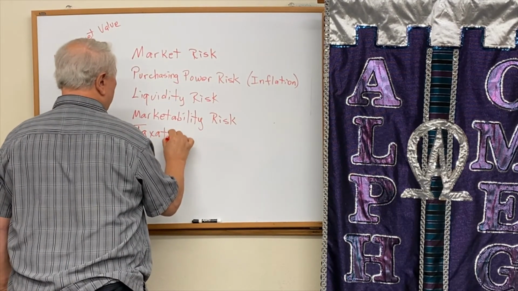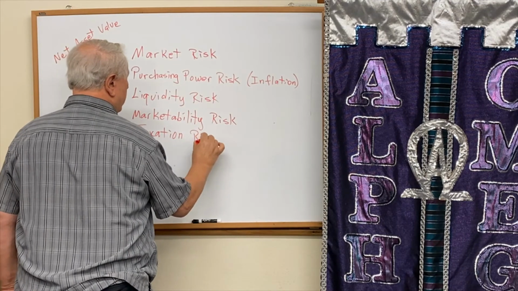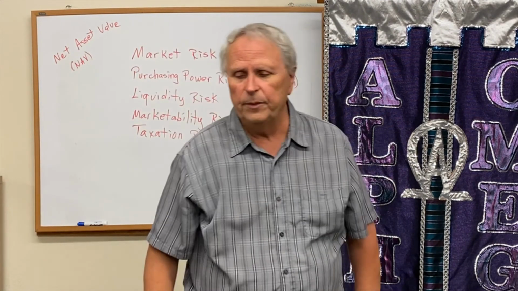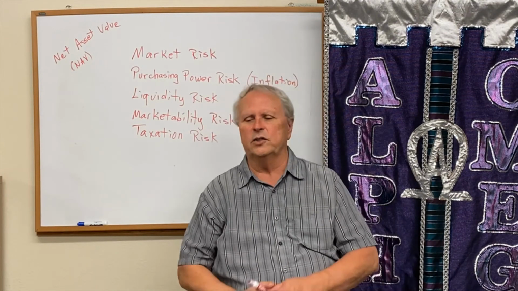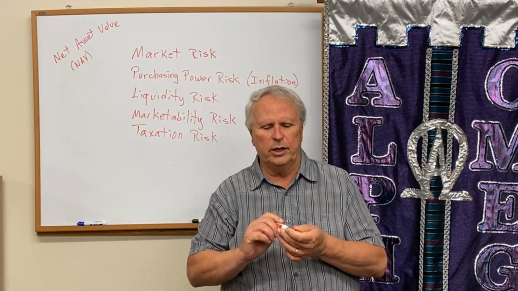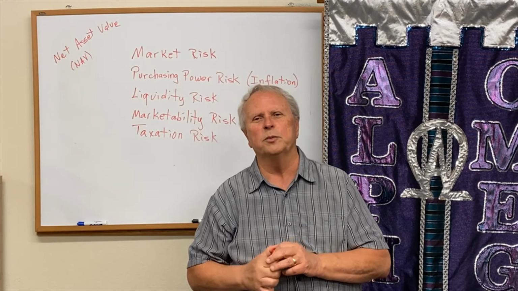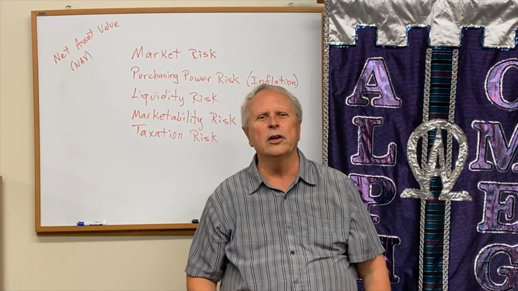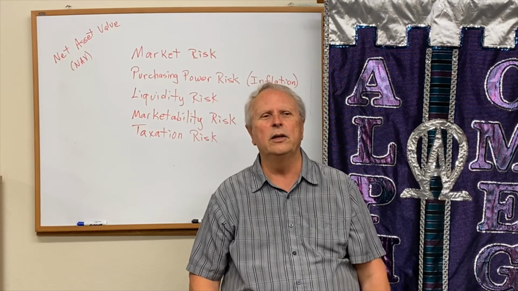Taxation risk. This is the last one that I'm going to talk about today. There are others. Taxation risk goes like this. Suppose you do get a 3% rate of return on your investment. You get $10,000, you invested at 3%, you got $300 at the end of the year.